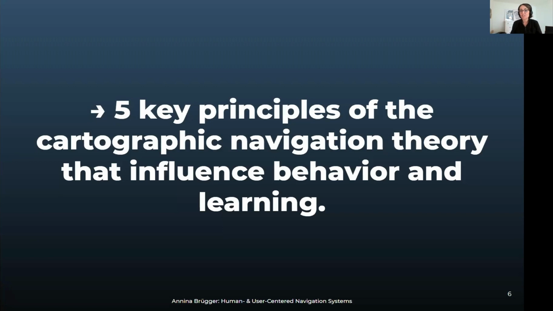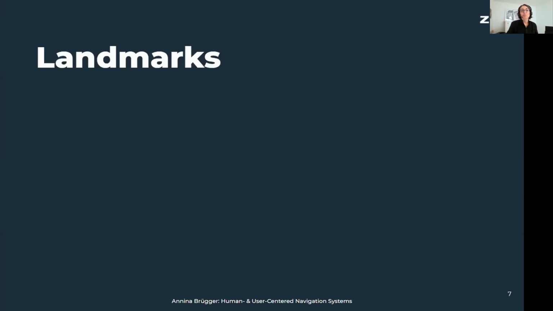So I would like to very briefly introduce you to 5 key principles of the cartographic navigation theory that influence behavior and learning, and not only for navigation systems, but how they relate to digital products as well. The first of those principles is landmarks. And during navigation, we naturally collect landmarks.